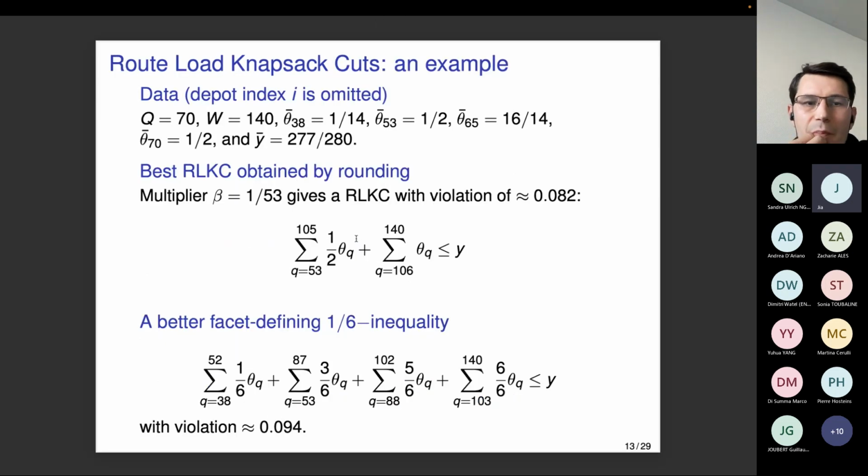So this is to give you a small example of comparison between the route load knapsack cuts obtained by rounding and the facet defining 1/k inequalities. Here I consider a small example with a knapsack with depot capacity 140 and vehicle capacity 70. So this is the fractional solution. For example, here we see that the number of routes in the fractional solution with load 53 is 1/2. If we try to separate this fractional solution by rounding, the best inequality we can obtain is the inequality generated with a multiplier 1/53, which will give this inequality with violation 0.08. But a better facet defining 1/6 inequality can be obtained by the separation by Chopra et al.